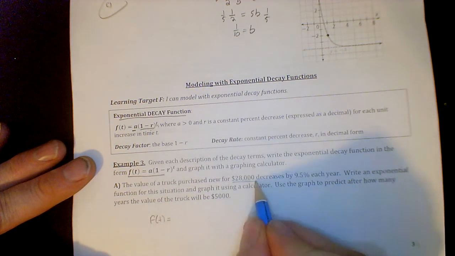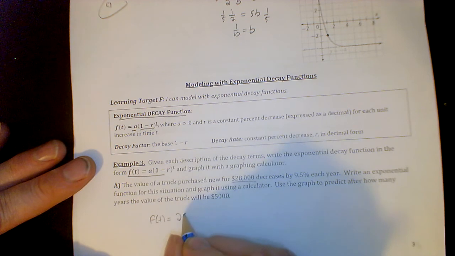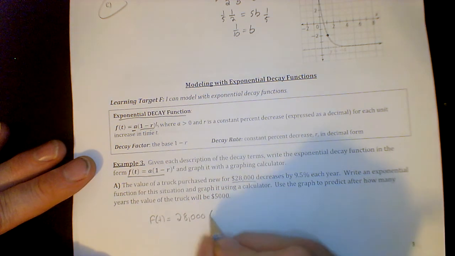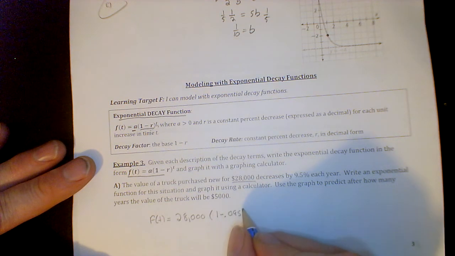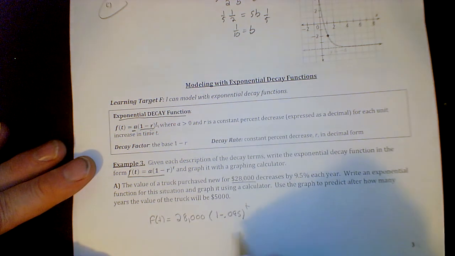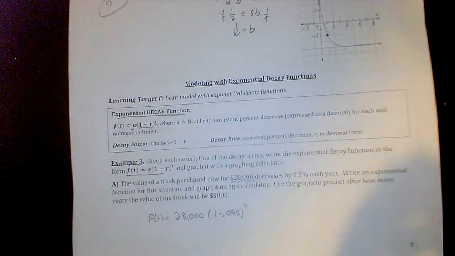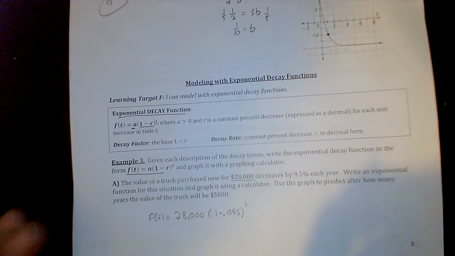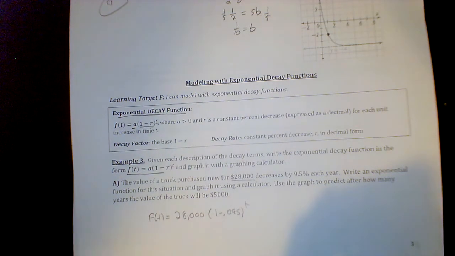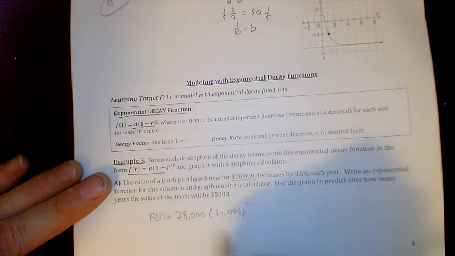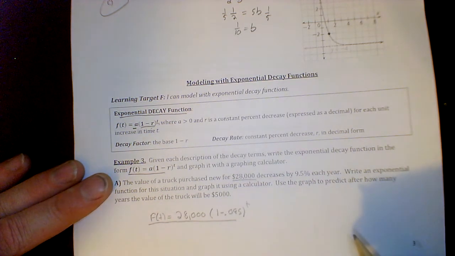A truck was purchased for $28,000. Well, there's our start. We started at $28,000. It decreased by 9.5% each year, so 1 minus 0.095, each year to the t. Don't leave it like that. We could write whatever that is, 90.5%, 0.905. But I'm going to leave it like this for right now. That's what it gave us.